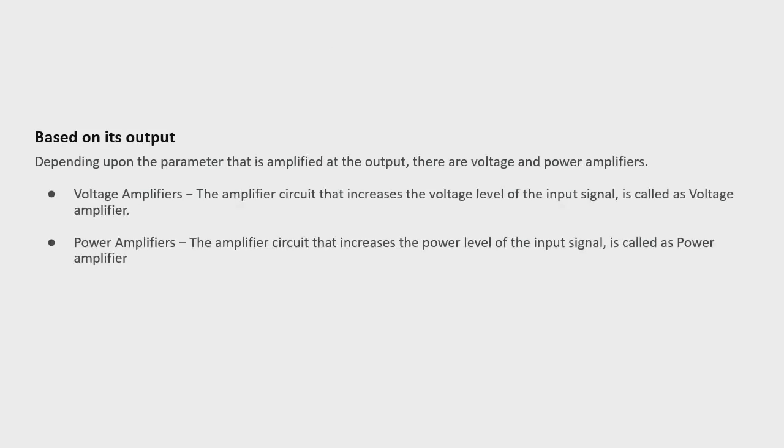Classification based on output of the amplifier. Depending upon the parameter that is amplified at the output, there are voltage and power amplifiers. If the circuit increases the voltage level of the input signal, it is called a voltage amplifier. And if the circuit increases the power of the input signal, it is called a power amplifier.